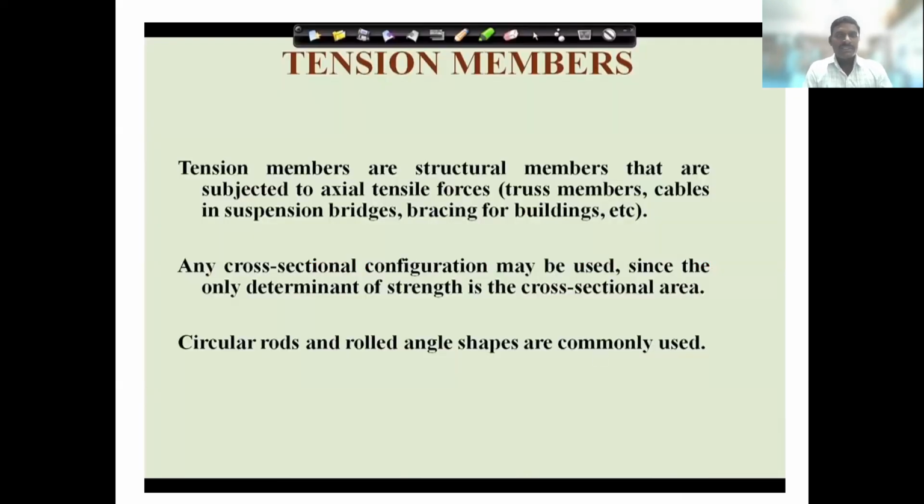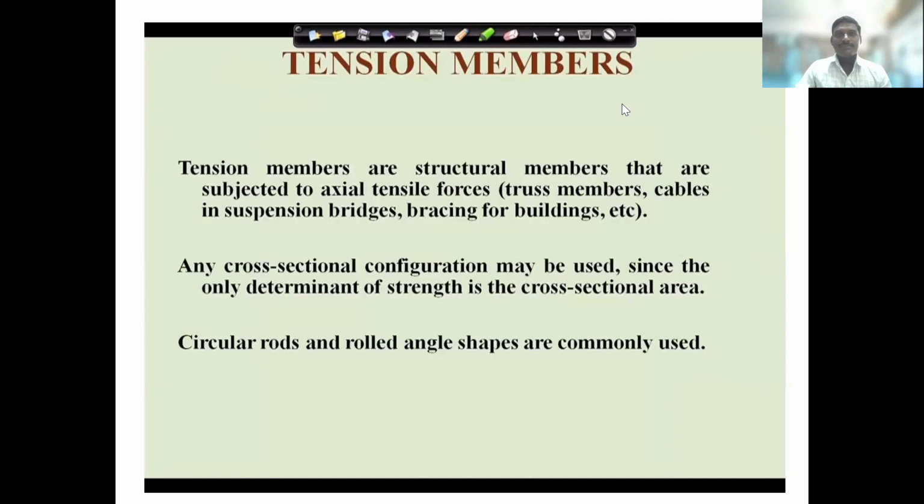Initially we will see what is a tension member and what are the various applications of the tension member, where we are using it, and various shapes or sections we can use in the steel structure. Then we will find the load carrying capacity of the tension member and how to design the tension member. Okay, so what is a tension member?